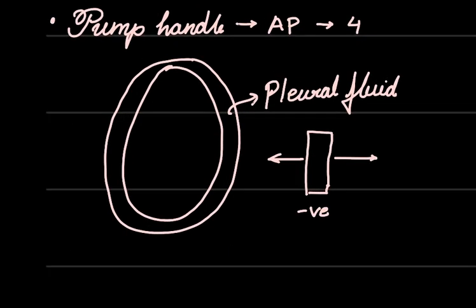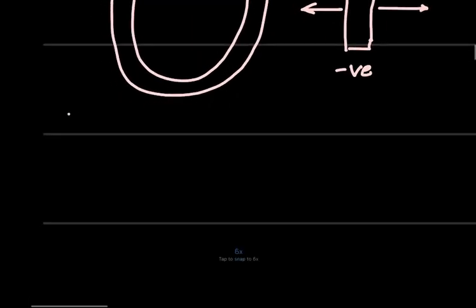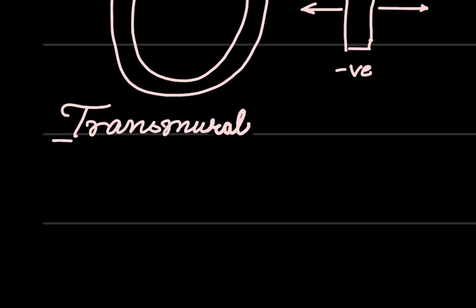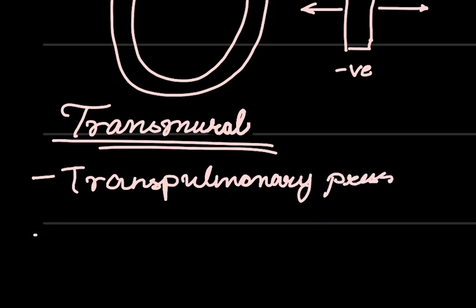Now, because the thoracic cavity expands, the pleural pressure becomes more negative as a vacuum is created, and because of that, the lungs get pulled more. And there plays a very important role of a pressure which is considered to be transpulmonary pressure. So there comes a very important pressure which is considered to be transmural pressure. Transmural pressure means transpulmonary pressure and trans-airway pressure.